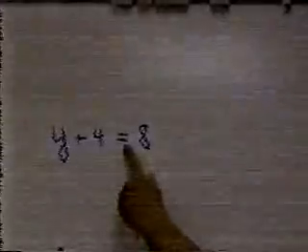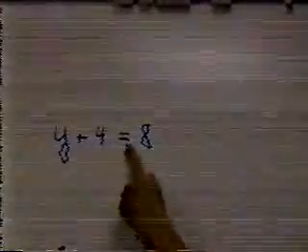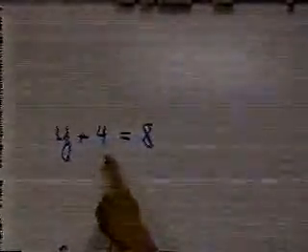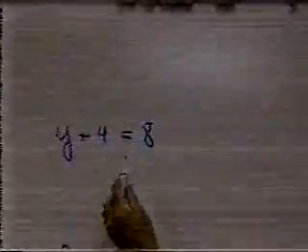Now what we're going to look at first is this equation. It has an equal sign in it, so we call it an equation. And this is a conditional equation because what is the solution of this? What number can I plug in here for y and get this to be a true statement equal 8? And the answer is y is equal to 4.